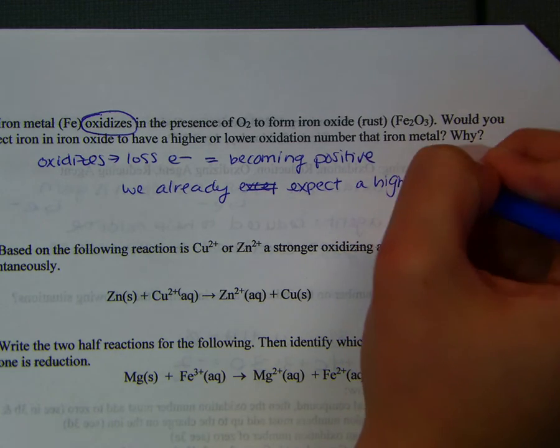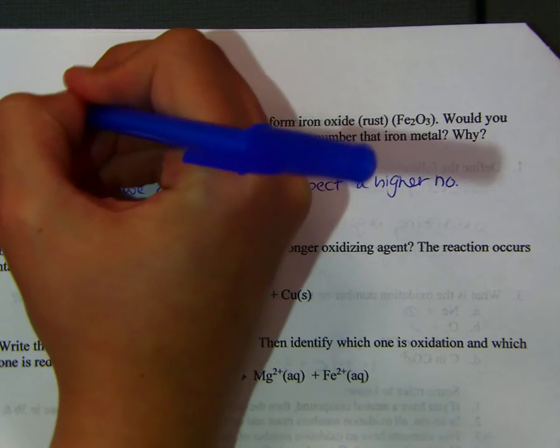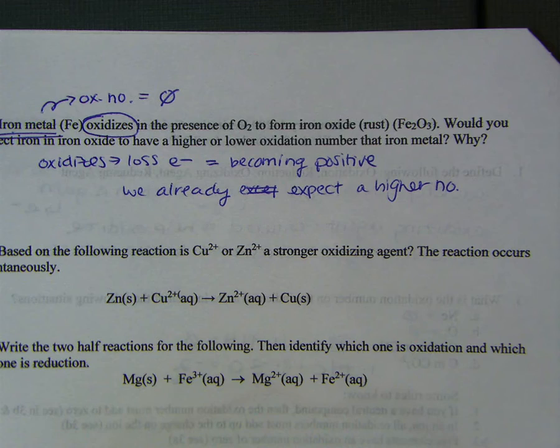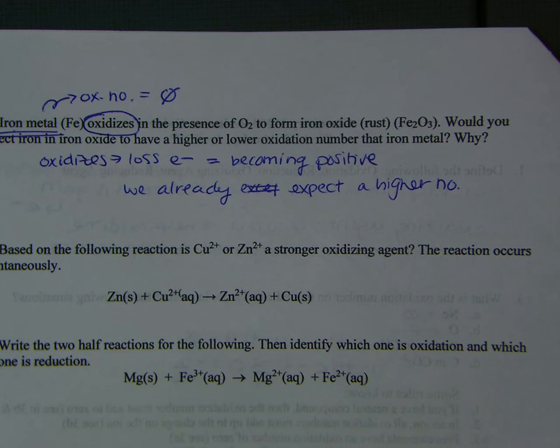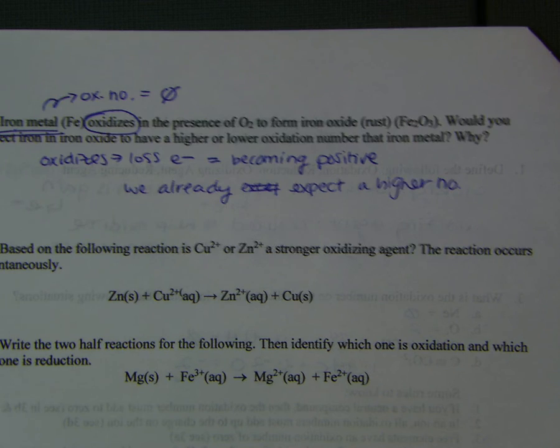And the reason for that is because iron metal has an oxidation number equal to 0. So if we have an oxidation number equal to 0, we can only go higher or lower. And since we're being oxidized, it means that we're becoming more positive. So we can only go up. There's no way to go back down. Does that make sense to everybody? Yeah? Great. Okay.